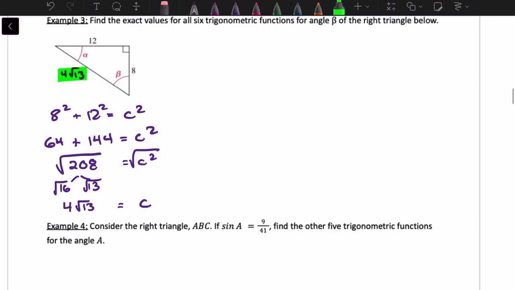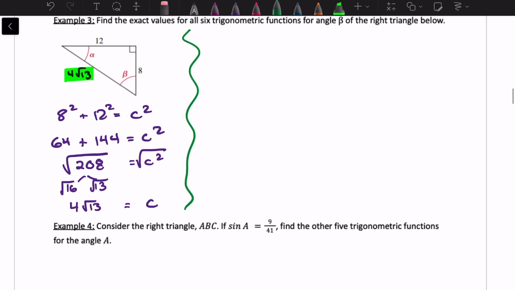And now I'm going to go through and find everything for angle beta. So I have to use angle beta as my reference point. Okay, so angle beta, sine, opposite over hypotenuse. Opposite, it sometimes helps to label the triangle opposite, adjacent, and hypotenuse if I'm standing at angle beta. Okay, opposite over hypotenuse.